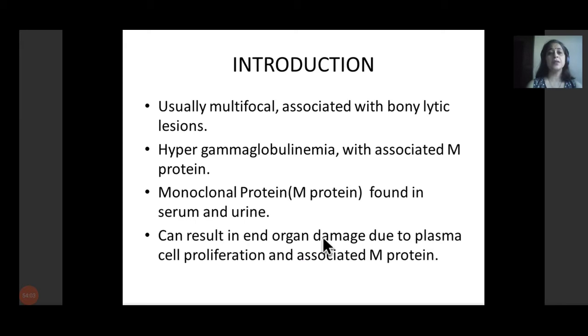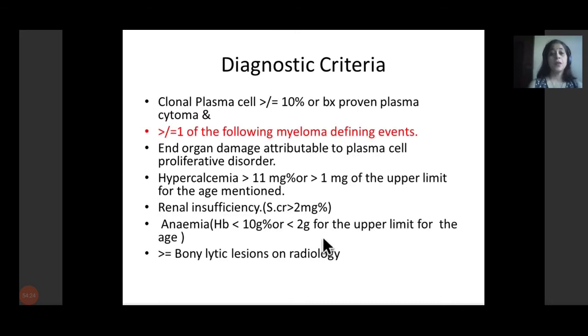Here, basically, it is a multifocal disease associated with the bony lytic lesion. There's hypergammaglobulinemia with associated M protein. There's a monoclonal protein which is found in the serum and urine and can result in organ damage due to the plasma cell proliferation and/or the associated M protein.